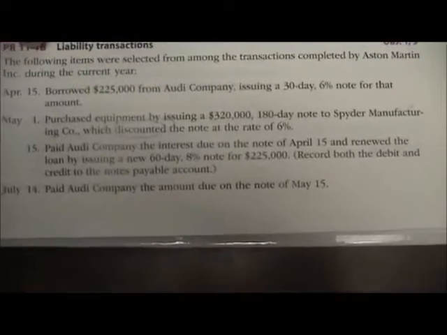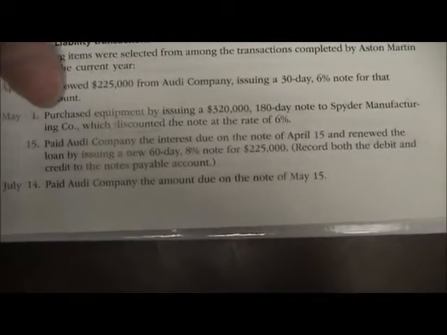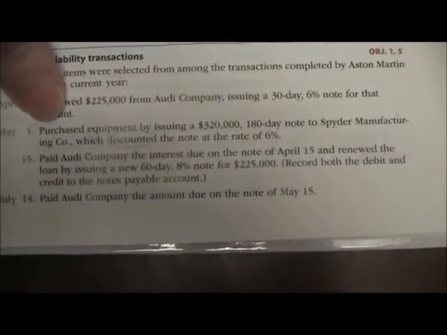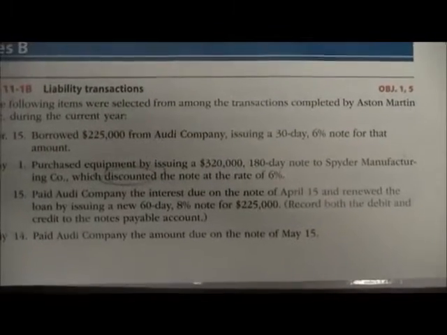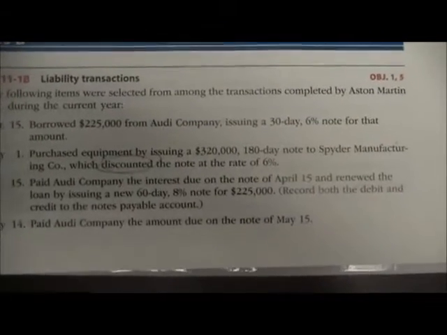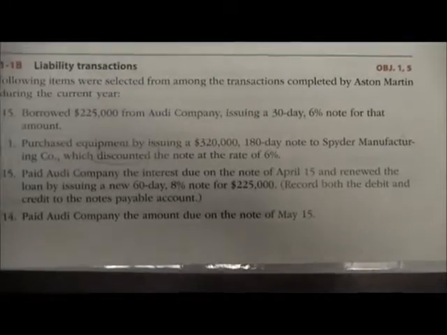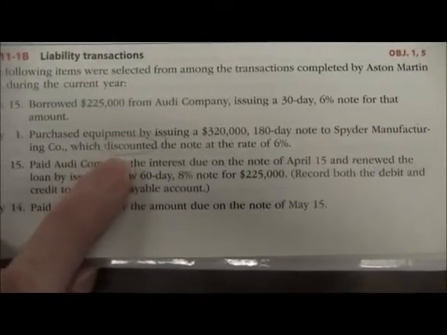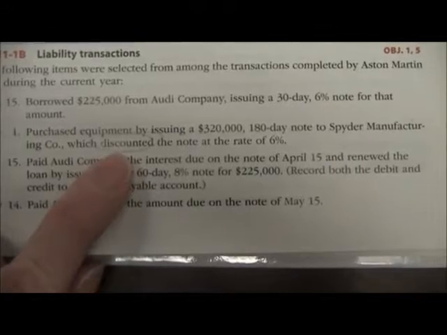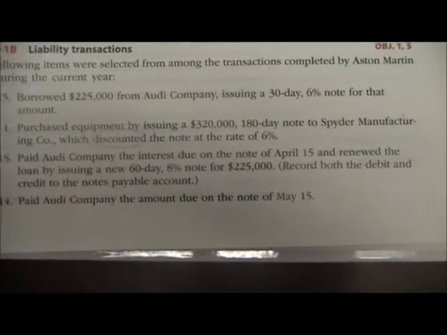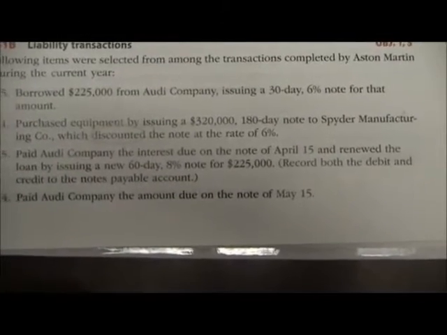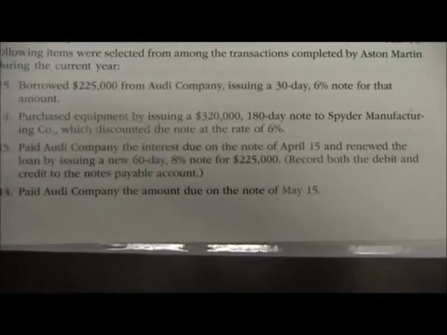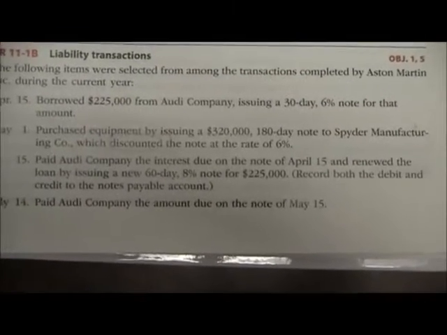The next one, May 1st, purchased equipment by issuing a $320,000 180-day note to Spider Manufacturing Company, which discounted the note at a rate of 6%. And the word discounted right here is something we need to know. We learned during the PowerPoint that if a note is discounted, it means the interest is taken off of the amount of money that you actually receive.